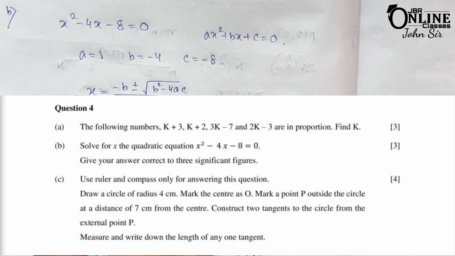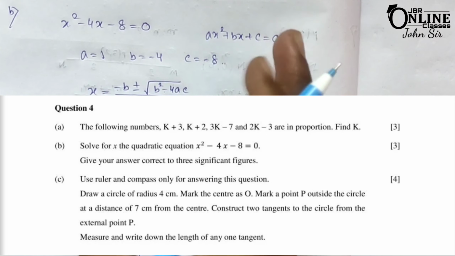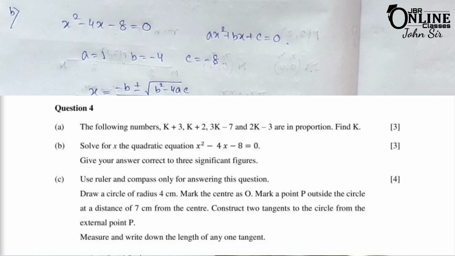Now the next problem 4c is a construction, use ruler and compass, only the necessary measuring. So you have to draw a circle. I hope you can do this. So in the next part we are going to solve section B.